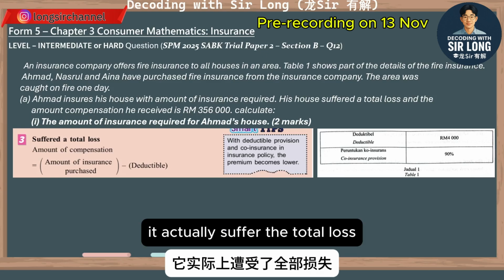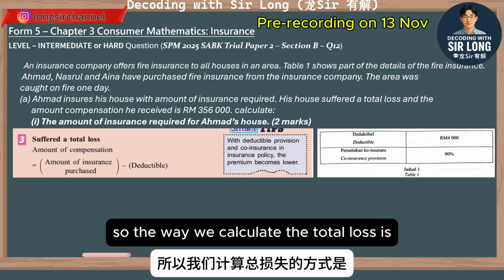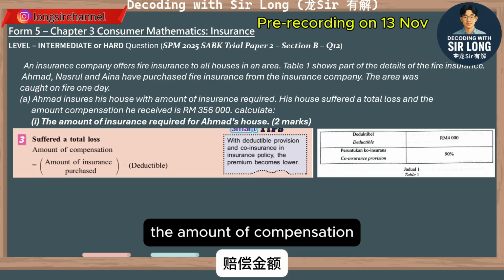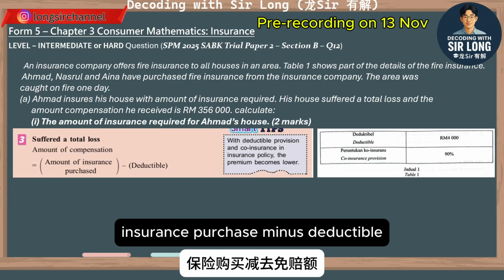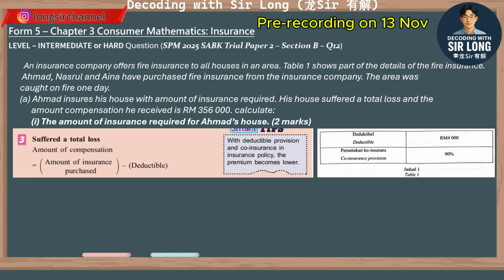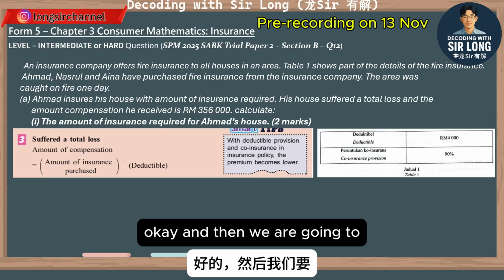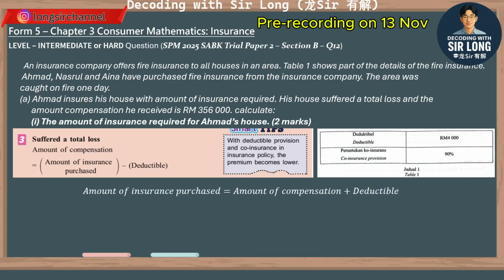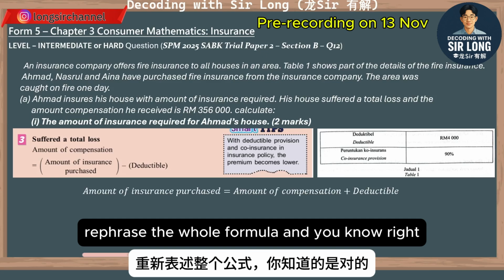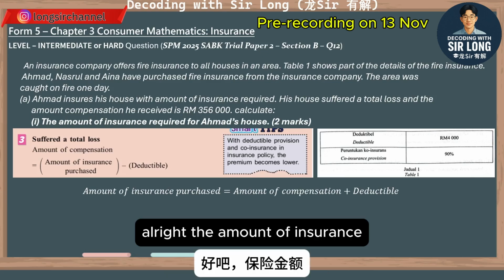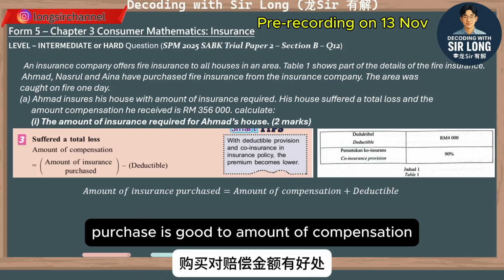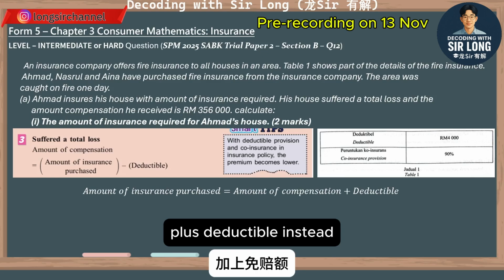He actually suffered the total loss. So the way we calculate the total loss is the amount of compensation is equal to amount of insurance purchase minus deductible. Okay, and then we are going to rephrase the whole formula. And you know, right, this is what you have learned from Form 1 Mathematics. Alright, the amount of insurance purchase is equal to amount of compensation plus deductible instead.